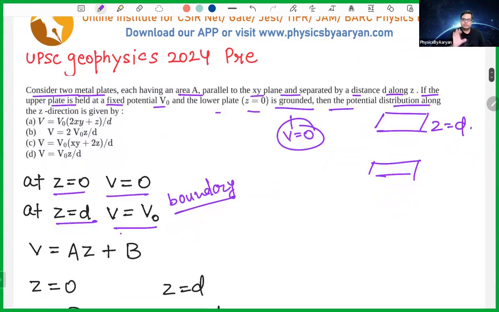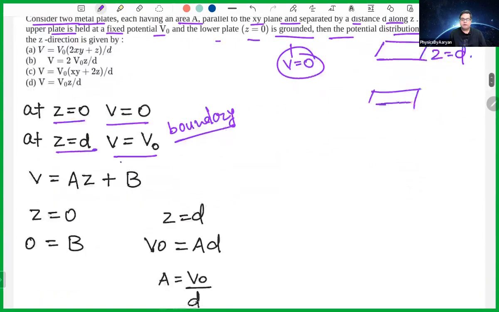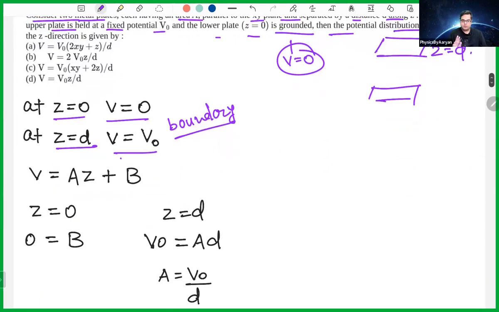So first of all, I will use the standard result that my potential is V equals AZ plus B. Perfectly fine. If I put Z equals 0, the potential is also 0. So this is going to be 0, and this is going to be 0. So B will become equal to 0. If this and this go to 0, then B is also 0. Hence, B is coming out to be 0 for this example.